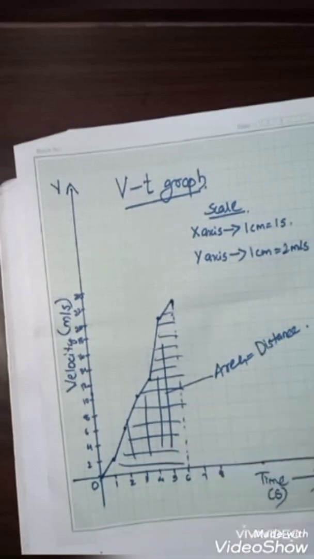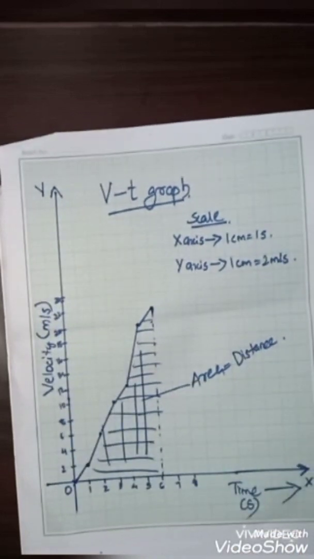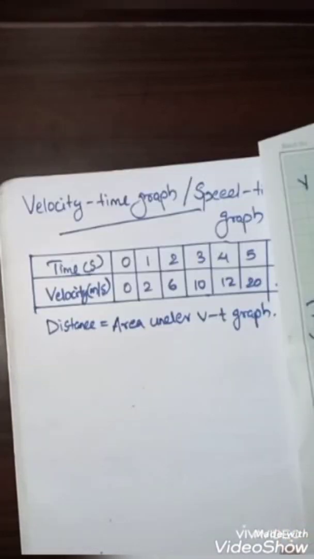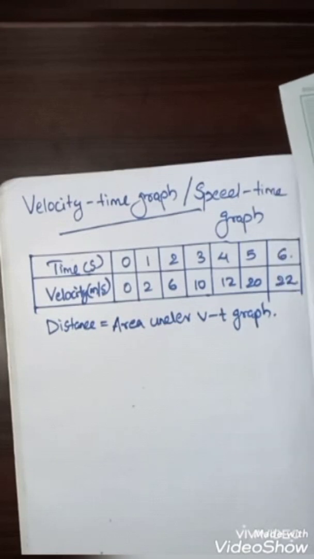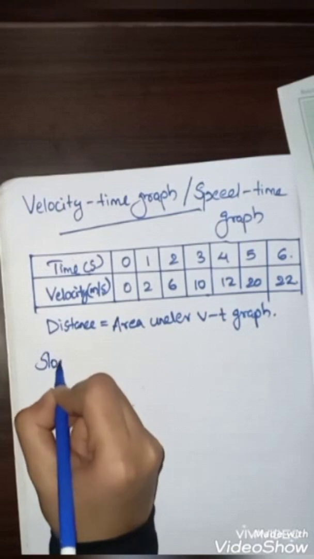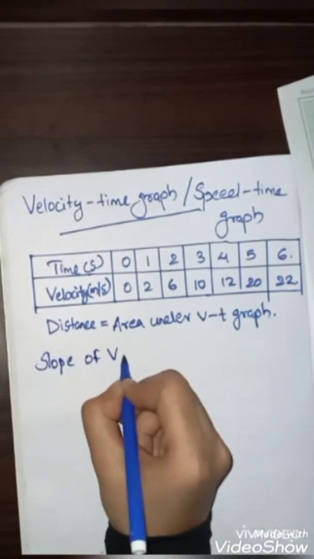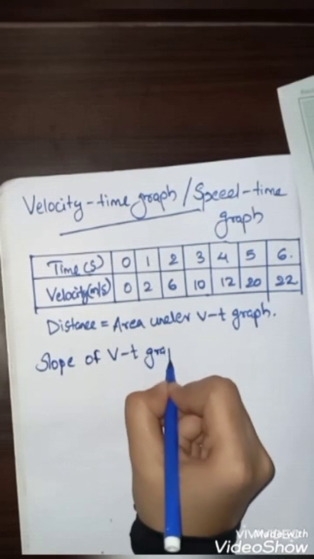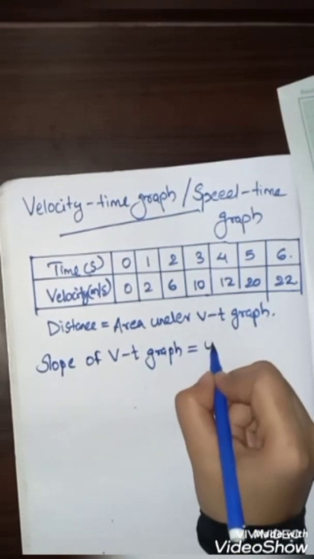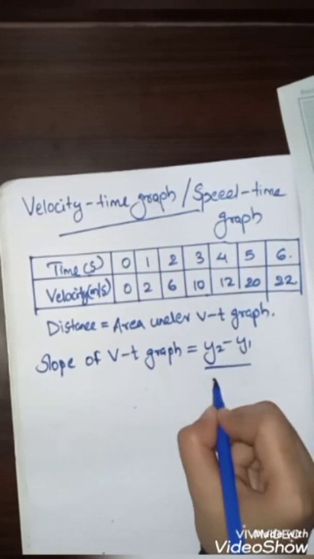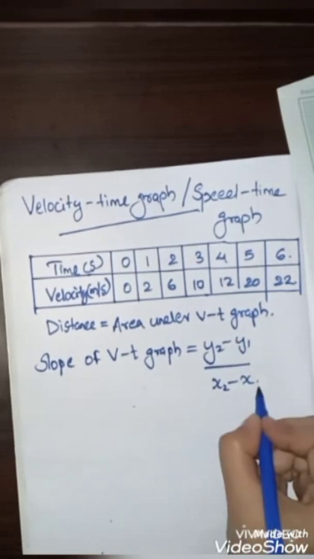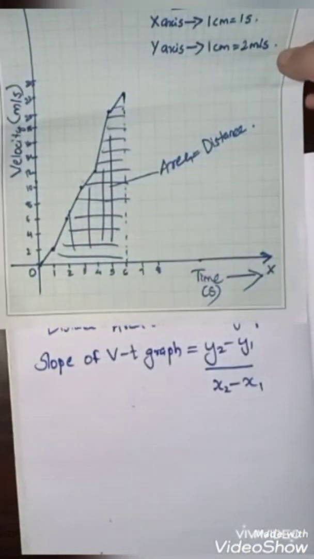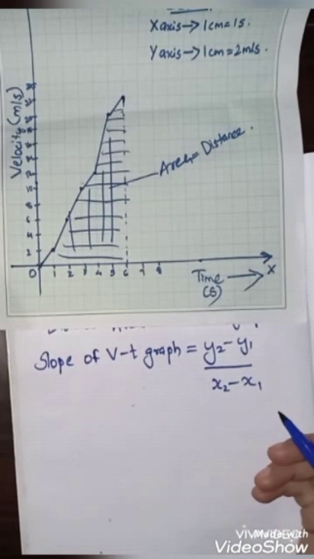the slope of the distance time graph gives the velocity, isn't it? We have studied it in the previous class. So, what is the slope of the velocity time graph? We can calculate it. We know slope is equal to y2 minus y1 by x2 minus x1.